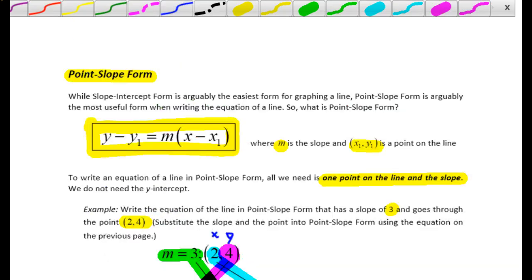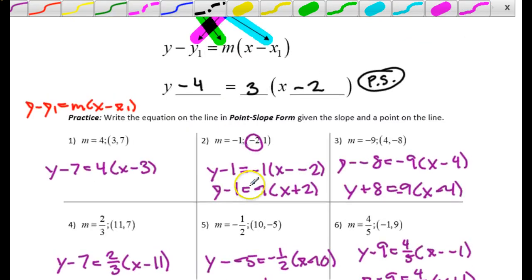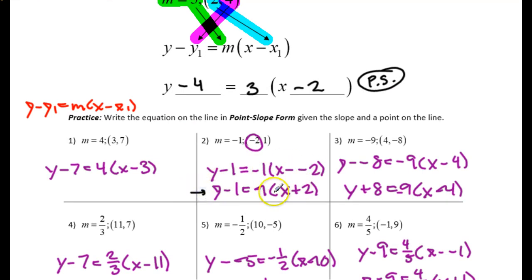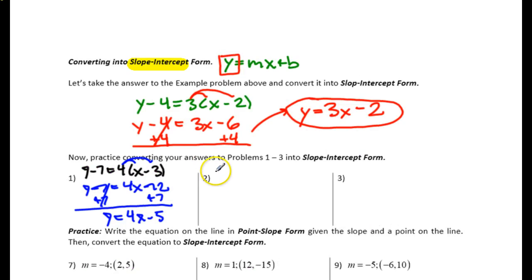Alright, let's go get number 2 from the front side. So this was the one where we cleaned up the double negative, right? This is why you want to do this, because it's going to make it easier to solve it now. So it's y minus 1 is negative 1 x plus 2.